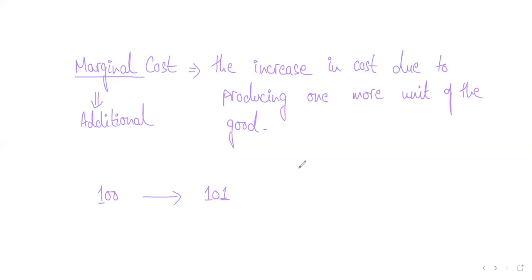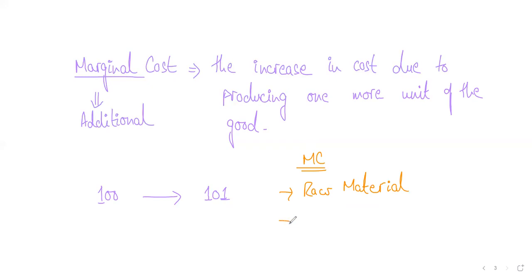So think about this. If you need to make one more table, the marginal cost would include the raw material. If it's a wooden table or a plastic table or whatever it is, definitely you need some raw material. So how much is the cost of the wood, or how much is the cost of the plastic that you're using? That is your raw material. As simple as that.